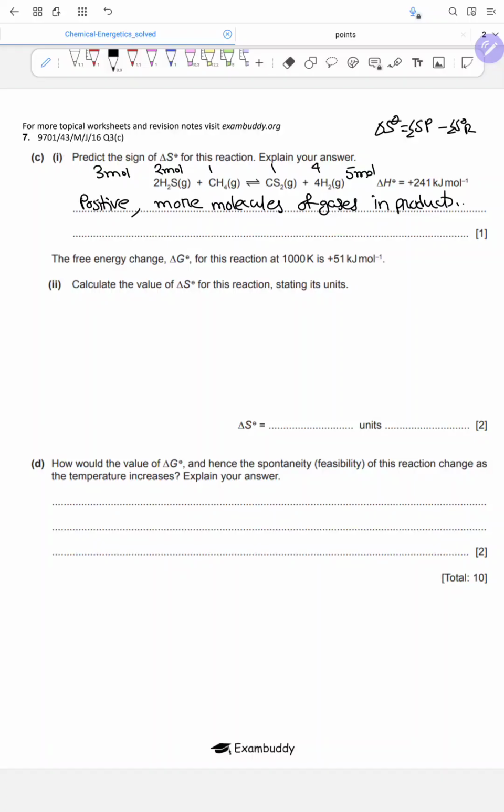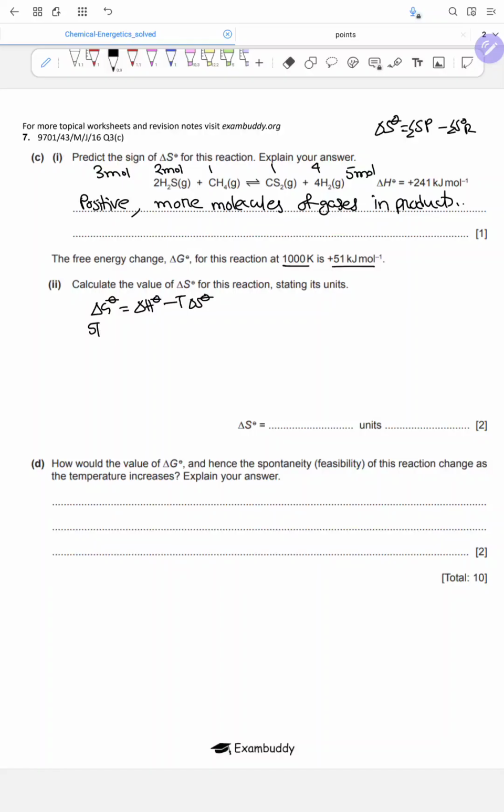The free energy change for this reaction at 1000 Kelvin is 51 kilojoule per mole. Calculate the value of the enthalpy change for the reaction, stating its unit. Right. So for the Gibbs free energy, the equation states Gibbs free energy is equal to enthalpy change of reaction minus temperature and entropy change. So we are given the entropy change and the Gibbs free energy is 51 kilojoule.